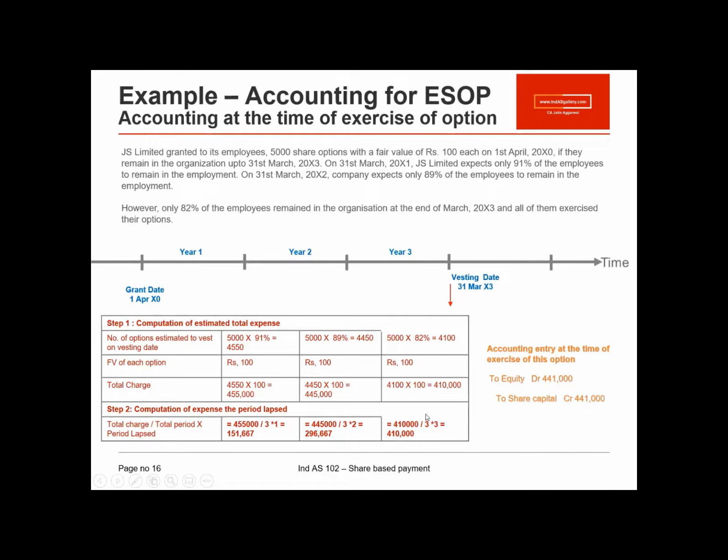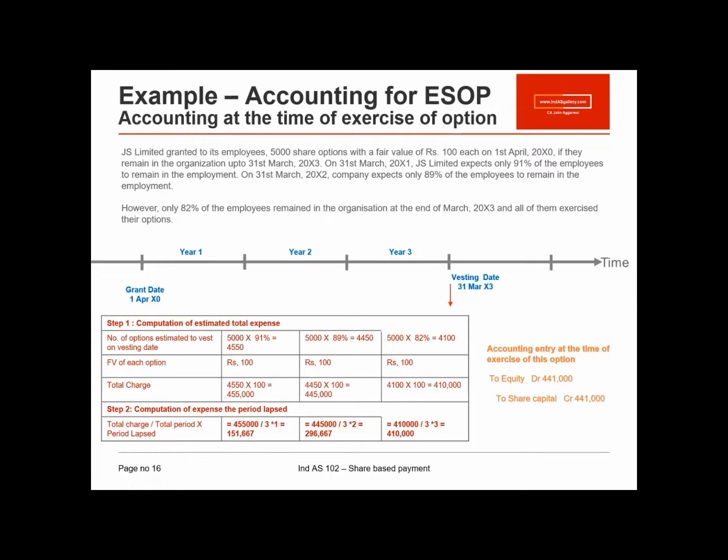So finally, when these options are actually exercised, then this equity reserve that I have created will get debited and my share capital will get credited. In this example, we had only one condition, which was a service condition. Let's say you have another example wherein you also have a performance condition, a very simple performance condition based on, let's say, a sales target for that particular employee, right? So every year end, when you estimate how many options will be exercised, you have in this example only factored in the service condition.